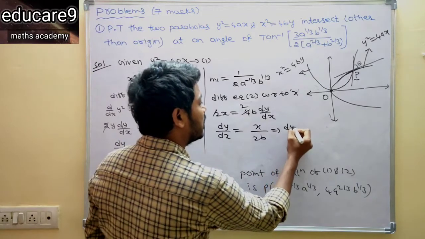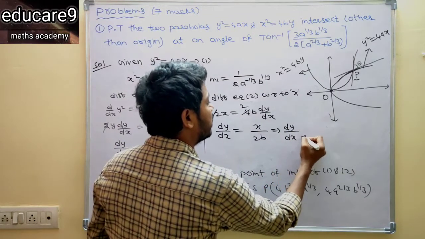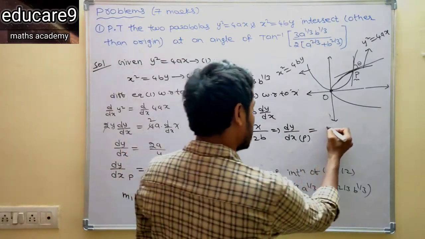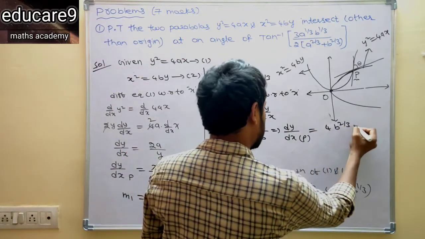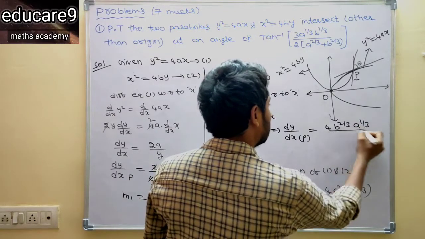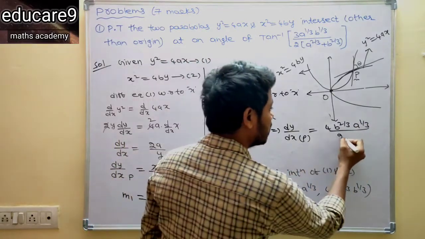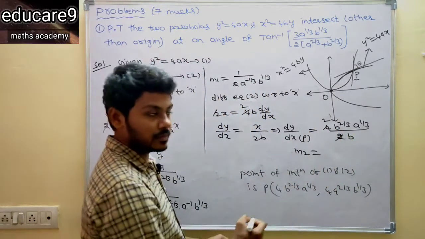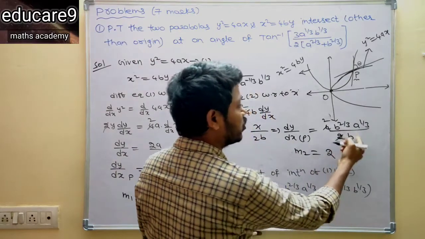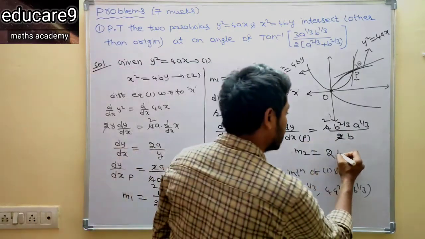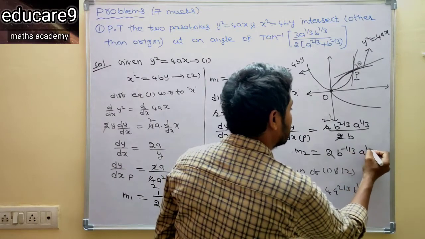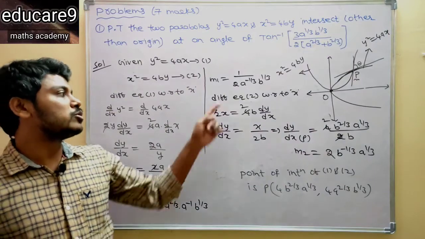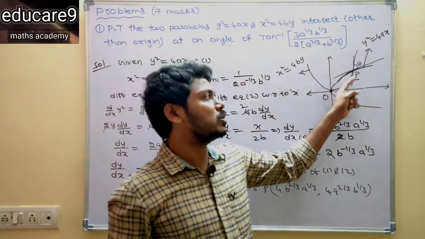Now find dy by dx at point P. Therefore dy by dx at point P is the x coordinate, this one, 4 into b power 2 by 3 a power 1 by 3 divided by 2b. Therefore m2 is 2 into b power 2 by 3 minus 1, that is b power minus 1 by 3 a power 1 by 3. So these are the slopes of the tangents. Now using the slopes, we can find the angle between these two tangents.